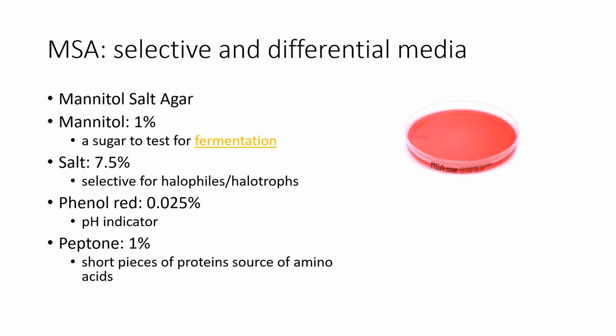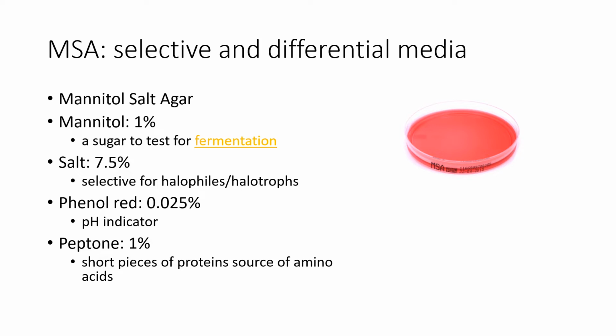Mannitol is a sugar. So you've heard of sorbitol and things like this. Sometimes some sugars are named in that way, rather than ending in "ose," like glucose or fructose. So here's mannitol, and it's a sugar, and that is a fermentable substrate. So if there is fermentation, it'll show up, because we will be able to test for acids. There's also salt in here, as mannitol salt lets you know.